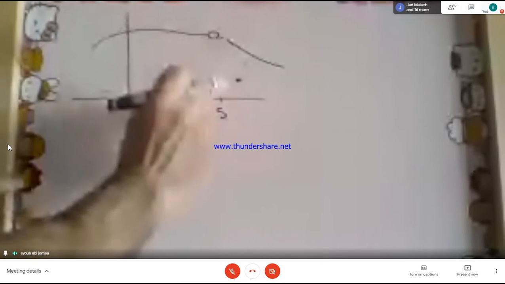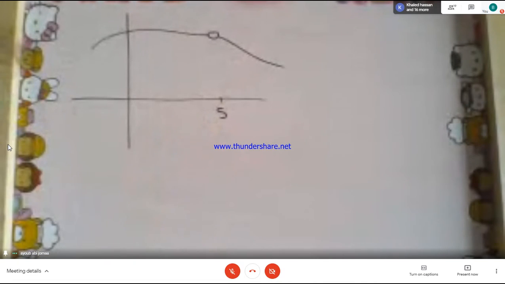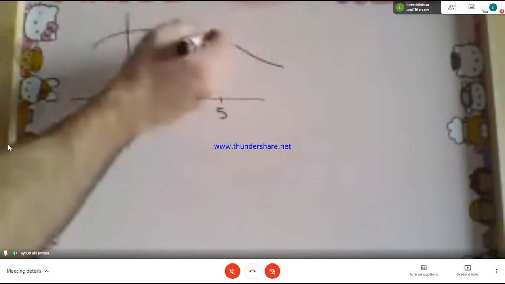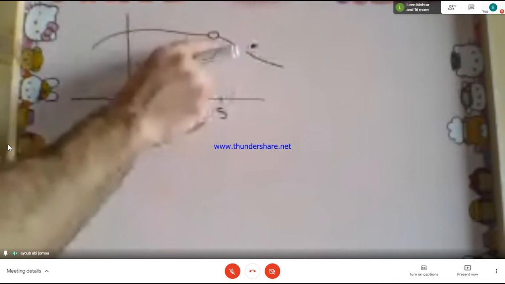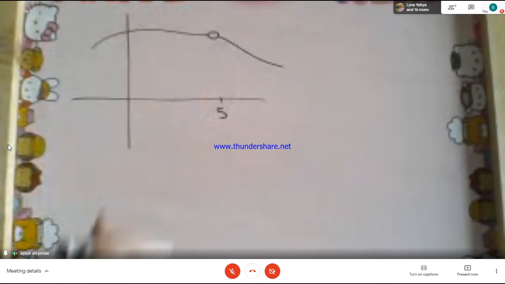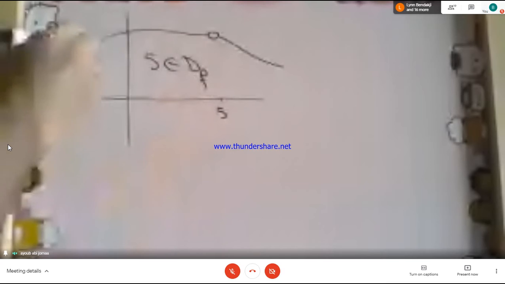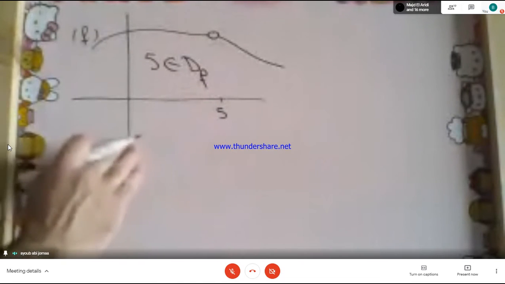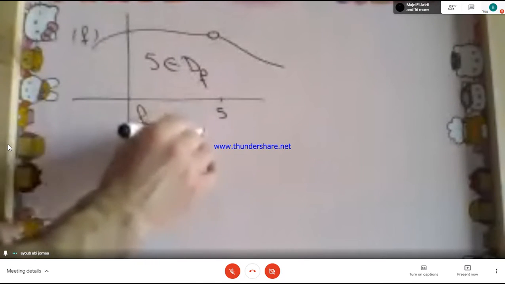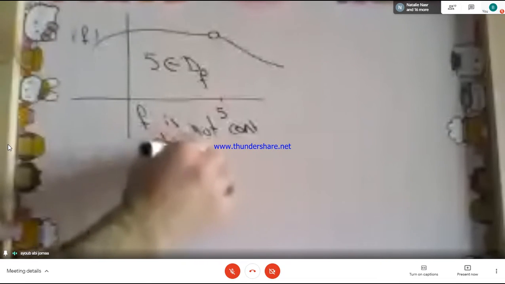Because here, the function is not defined at x equal 5. Here it is not a point on the graph. This point is not a point on the graph. So here 5 is not in the domain of the function, so not continuous. F is not continuous at x equal 5.